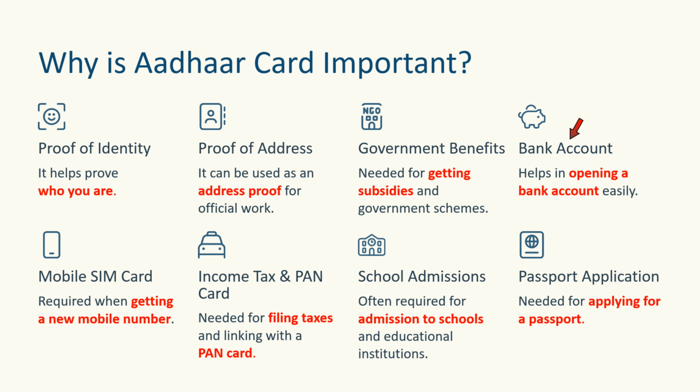Next point is bank account. Helps in opening a bank account easily. Next point is mobile SIM card. Required when getting a new mobile number. Next point is income tax and PAN card. Needed for filing taxes and linking with a PAN card.